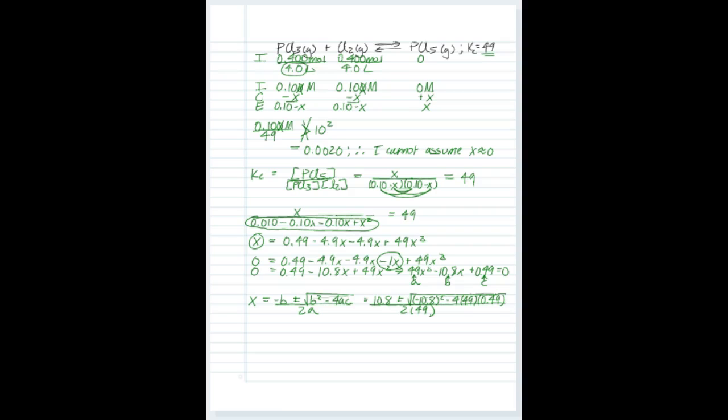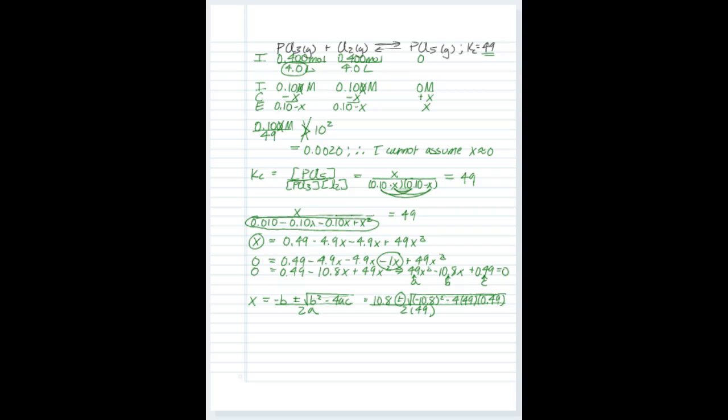Now I'm going to have to do some work on my calculator, and you'll see that there's two possible answers because there's a plus or a minus. Many times there will be a negative answer that you can ignore. Sometimes there will be two positive answers, but one of the positive answers doesn't make sense because, say, it gives you a change that's larger than the initial concentration. So you're always going to have one answer that makes sense and one answer that doesn't.